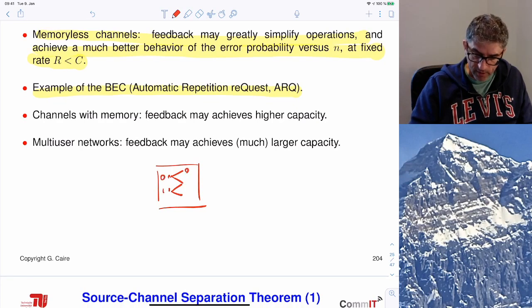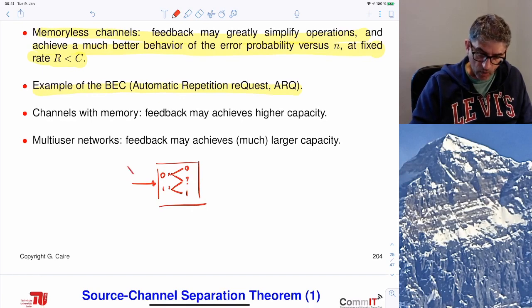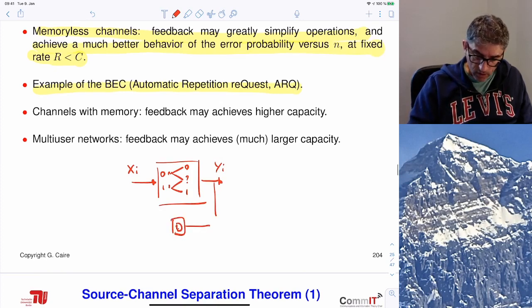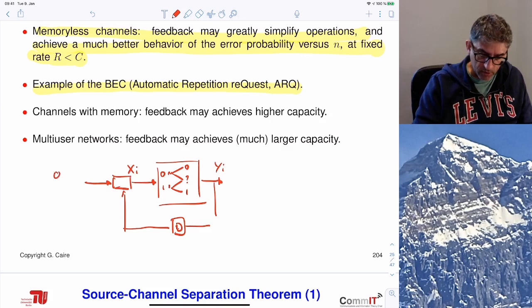0, 1, 0, question mark, 1. We send our xi, we receive yi, right? And then here is the delay. So the decoder does the following. The encoder does the following. Here, these are the information symbols, so 0, 1, 0, 0, 1.